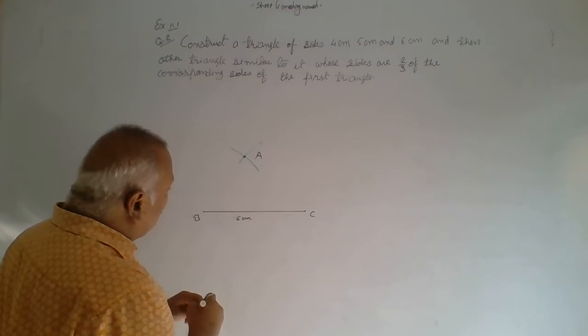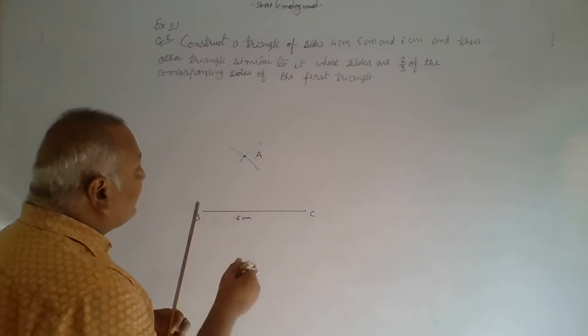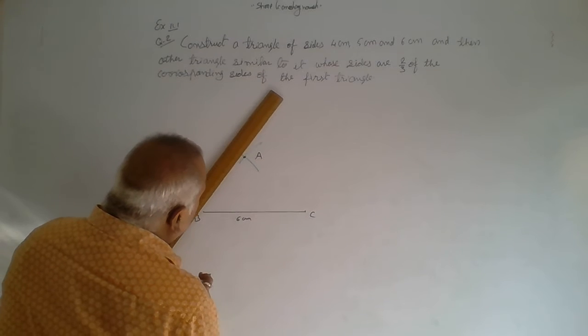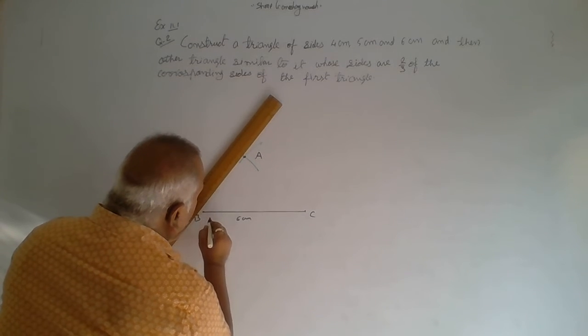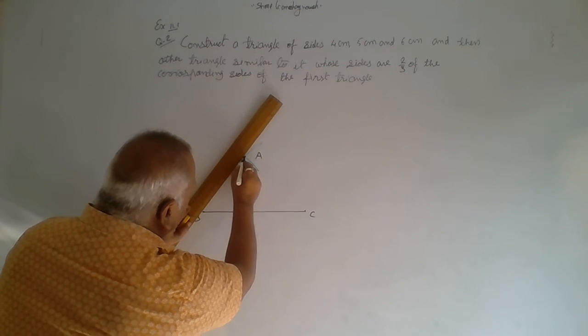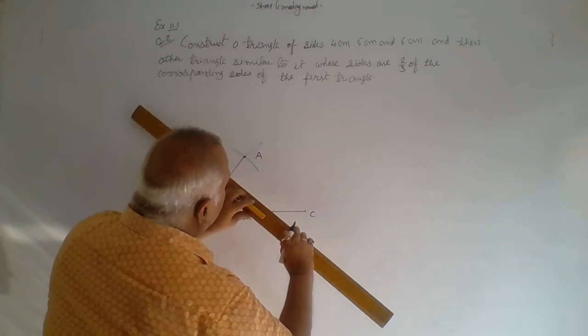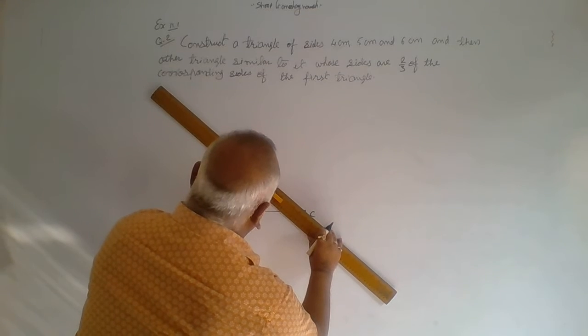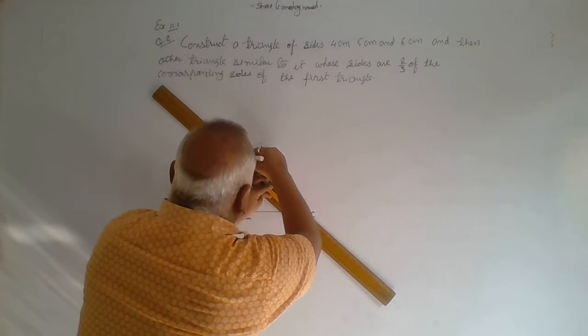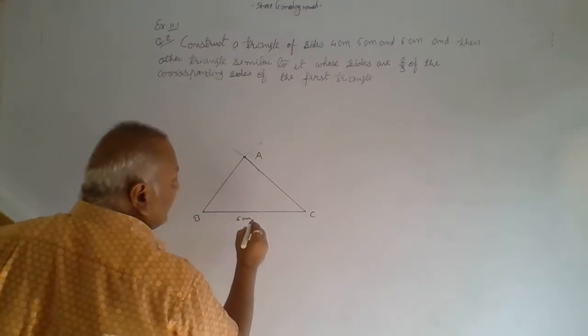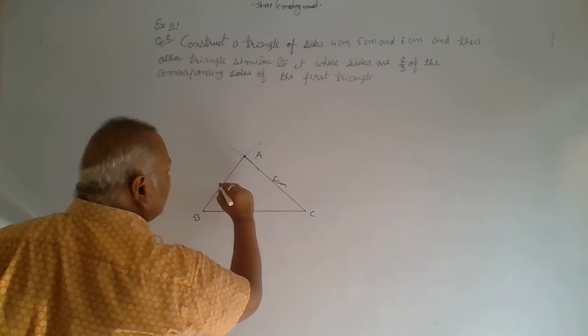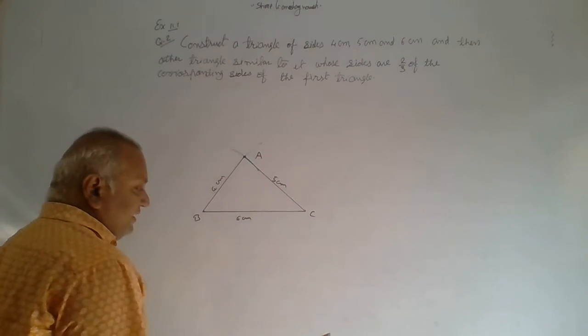Now we have to join AB and AC. Here I will join AB with the scale and proper understanding, and then points A and C we have to connect. So this is the required triangle. This is 5 centimeter and this is 4 centimeter.